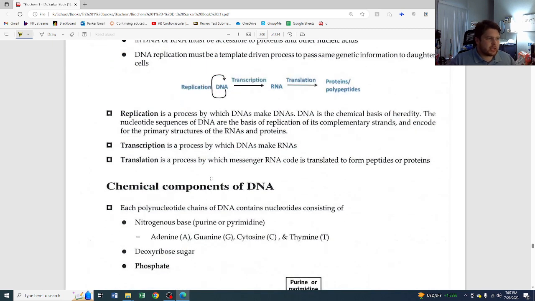So replication. Replication is a process by which DNA makes DNA. DNA is the chemical base of heredity, heredity meaning our traits, the genetic structure that we will continue to pass down. The nucleotide sequences of DNA are the basis of replication of its complementary strands and encode for the primary structures of the RNAs and proteins. Transcription is a process by which DNA makes RNA, and then translation is a process by which messenger RNA code is translated to form peptide chains and then proteins.